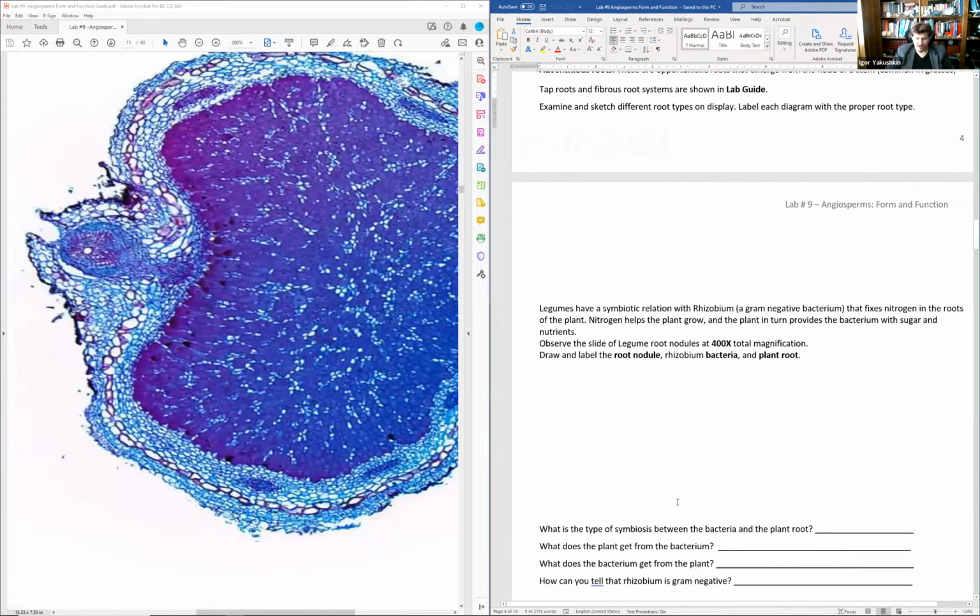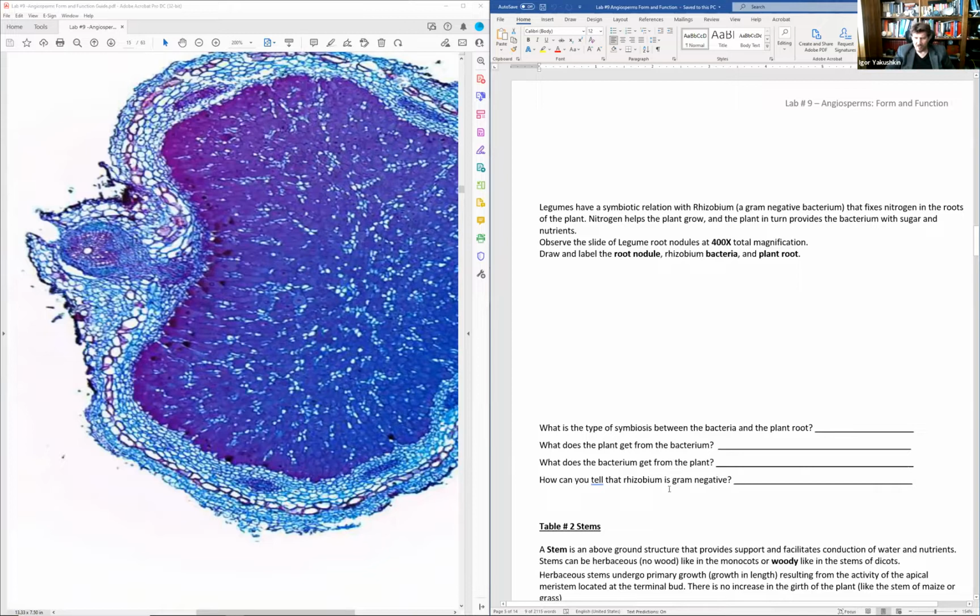And one of the questions will say, is the bacteria gram-negative or gram-positive right here? Some of the students say, well, it's purple, so it has to be gram-positive. We're not looking at the bacteria right here. The slide itself is kind of misleading. Bacteria are extremely small. We don't really see them under this magnification. So just take my word for it. I didn't lie so far as I know to you guys. The bacteria is gram-negative. It's a rhizobium bacteria, which will be found inside of the roots, and it's gram-negative.